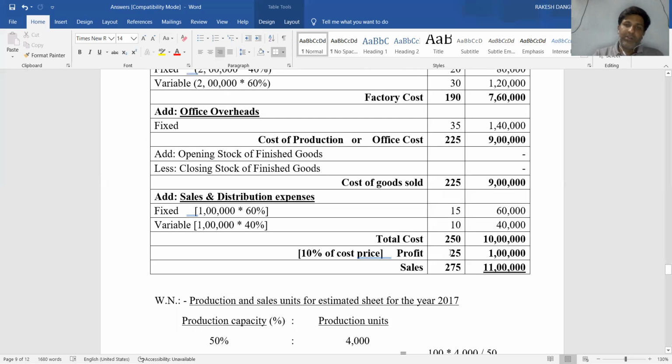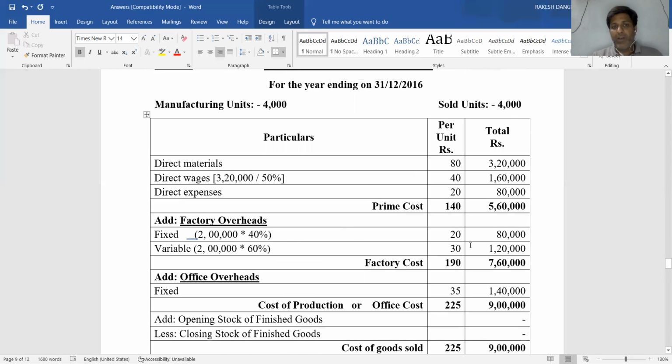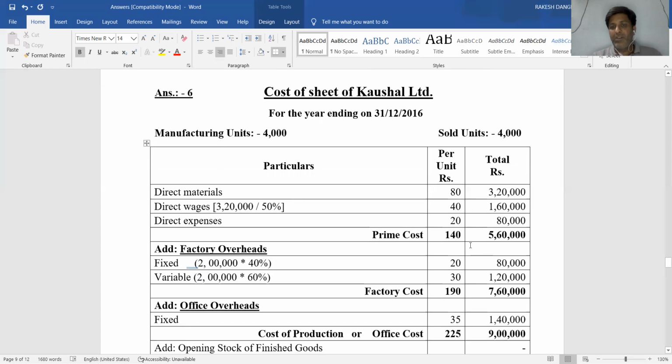Sales and profit. Here a profit percentage is given, which is 10% of cost. Here cost is rupees 10 lakh. So 10% of 10 lakh will be rupees 1 lakh, and 10% of 250 will be 25. Then profit should be added into cost. Then we get sales of 275 unit wise and 11 lakhs in total amount. So this way we prepare a cost sheet for the year 2016.